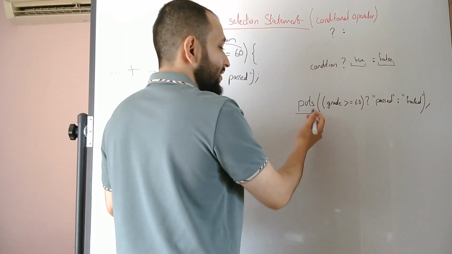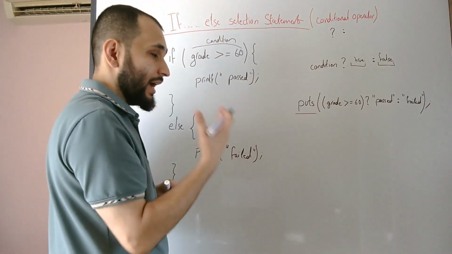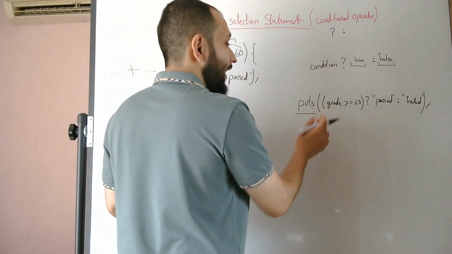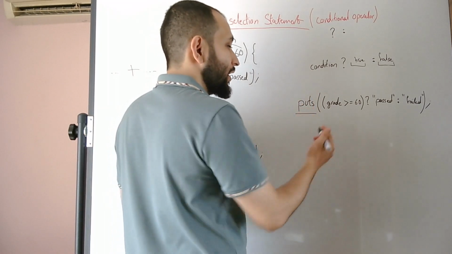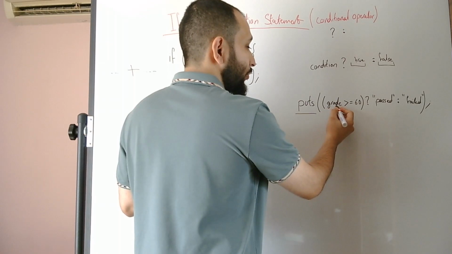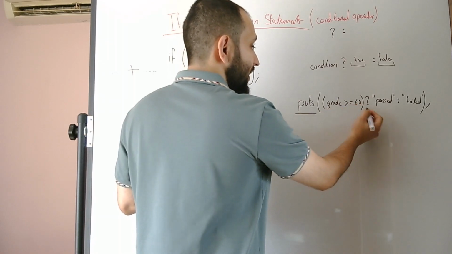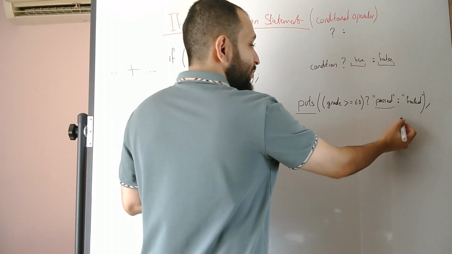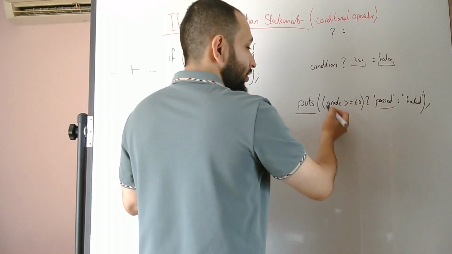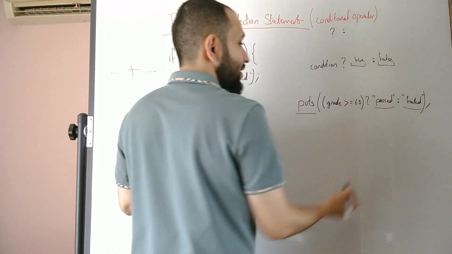This puts means to print a string on the screen, and what string do we want to print on the screen based on this condition? If grade is greater than or equal to 60, if this is correct, then print this part, and if this condition is false, then print this part.